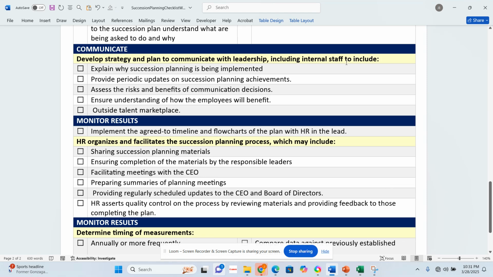And you can look at some of my other listings in my Etsy store that are tied to succession planning, and many of these speak to communication. They also speak to monitoring results. HR organizes and facilitates the succession planning process, which may include, but you're going to maybe switch that up, but you've got to be thinking.